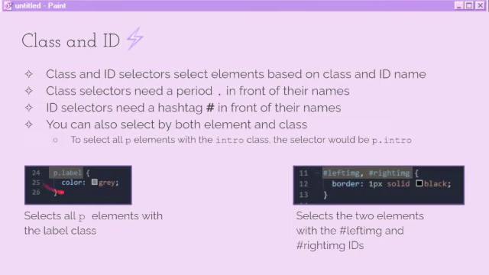So all P elements with the label class. So all paragraphs that are under the label class. And that basically means that all paragraphs that are defined in the class label. So all paragraphs that are labels will have the color gray. It's weird, but it's a way of identifying certain elements and grouping them.